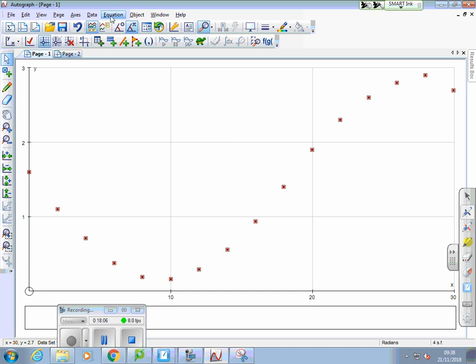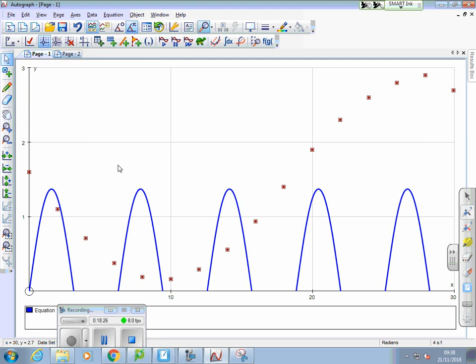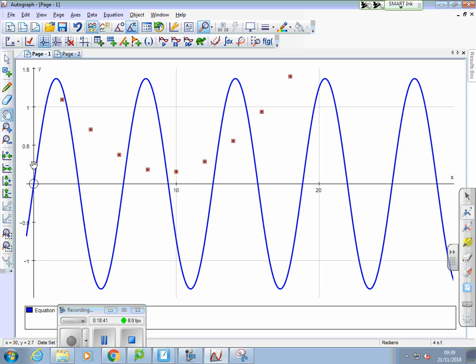If I now enter an equation, y equals 1.37 sine x. And then there's a zoom all function on it. We want the hand. Yeah, we want to zoom out.